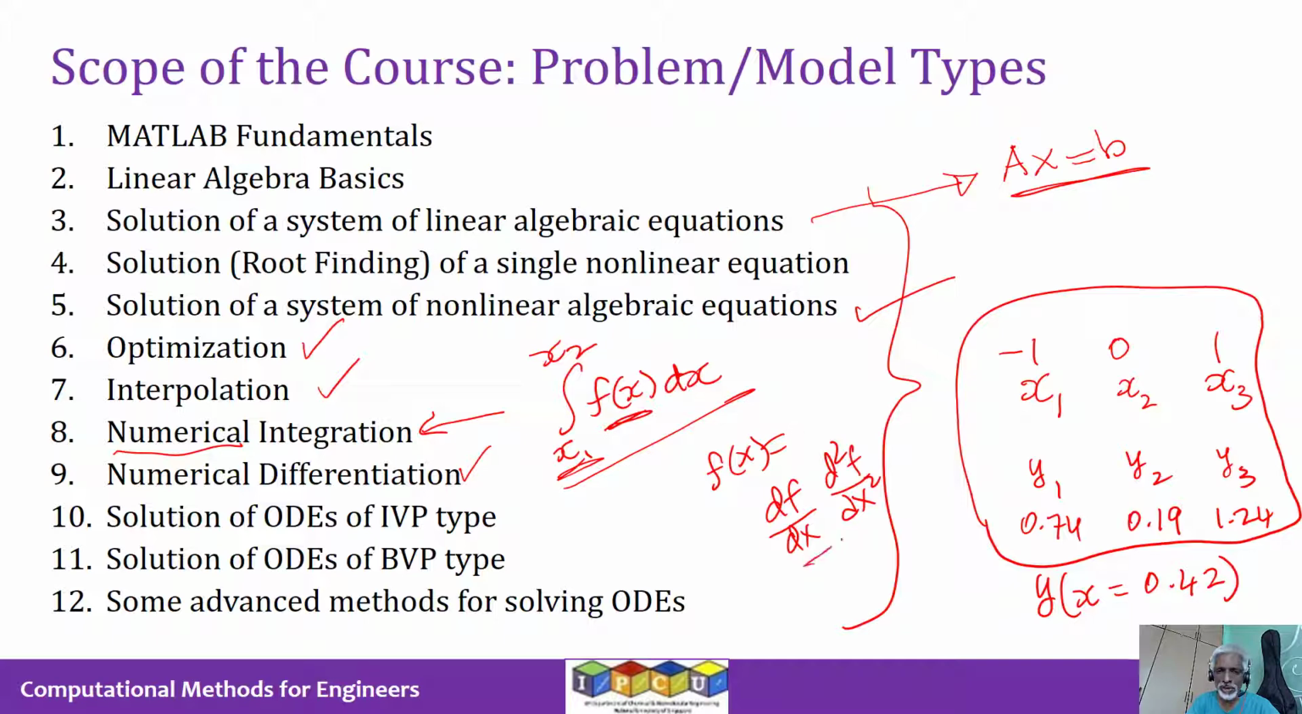Now, this is going to become very, very critical in solving ordinary differential equations of the initial value type or the boundary value type. Because we are going to take the ordinary differential equations and we are going to replace them by their approximate algebraic equivalents. So we are going to convert an ordinary differential equation into a system of algebraic equations and then solve it. So that is where the things that we discuss in numerical differentiation will become quite useful.